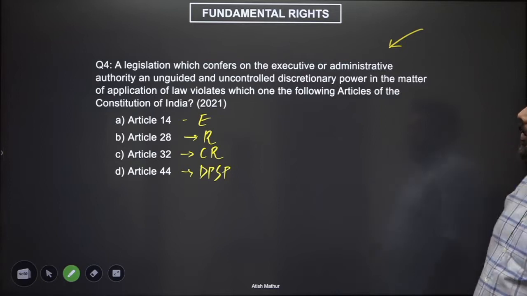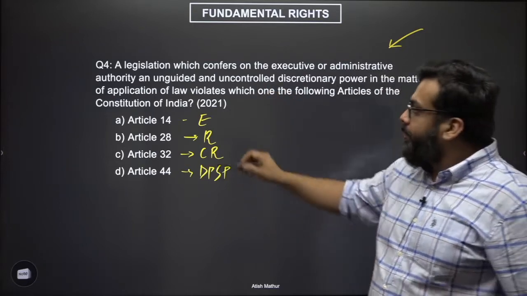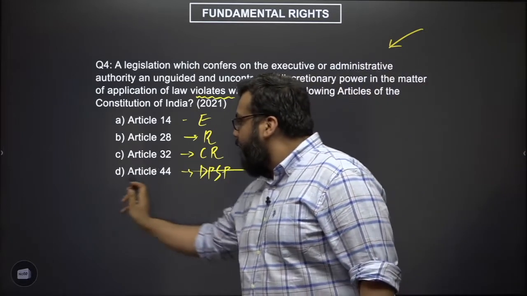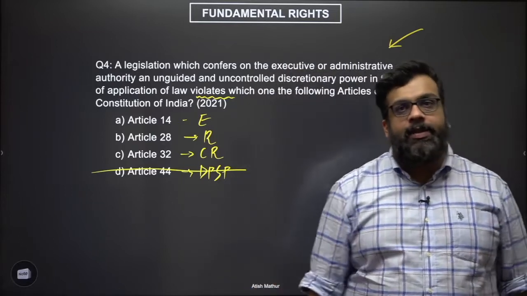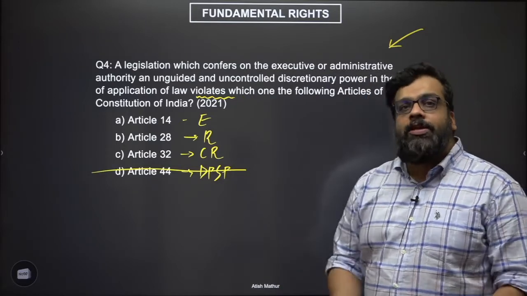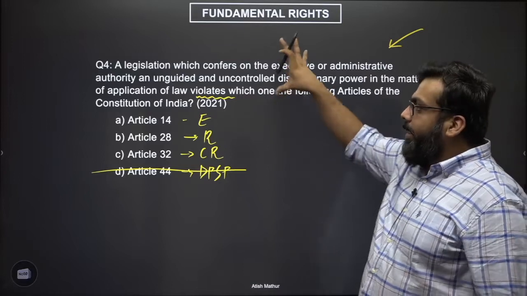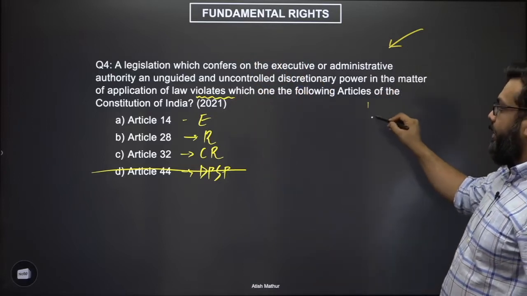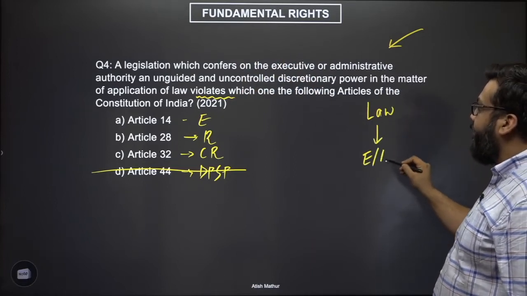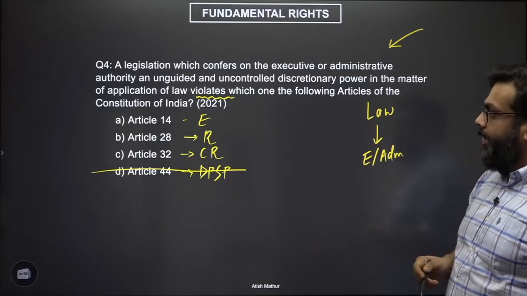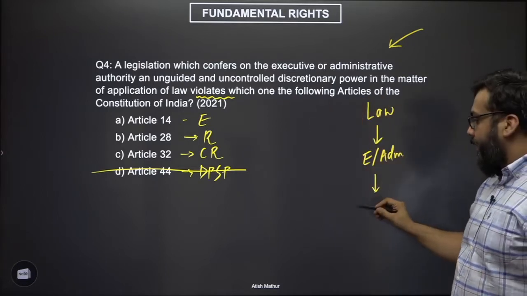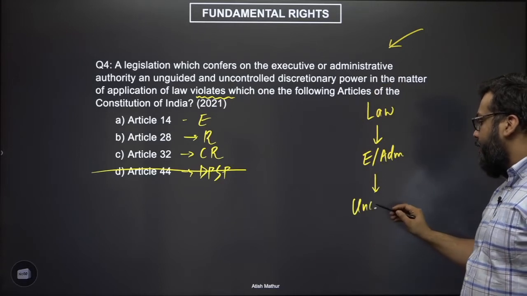Right? Now, simple. If something has to violate an article of the Constitution, it cannot be a directive principle because they are not justiciable in nature. So it doesn't matter what is under Article 44, because it's non-justiciable in nature. Now, let us simplify this. All that it is saying is, there is a law which is giving some powers to the executive or the administration, which is the same thing. This power that is given to the executive authority is essentially an uncontrolled power.